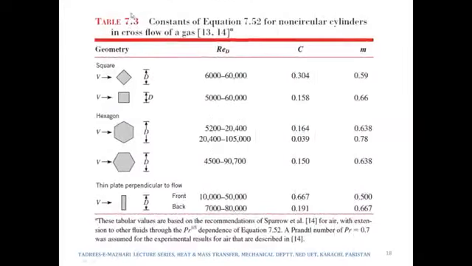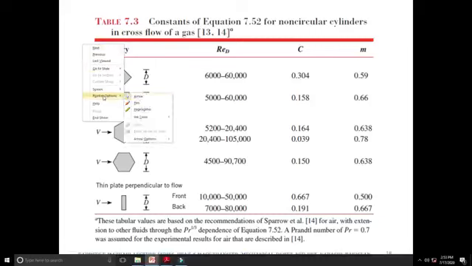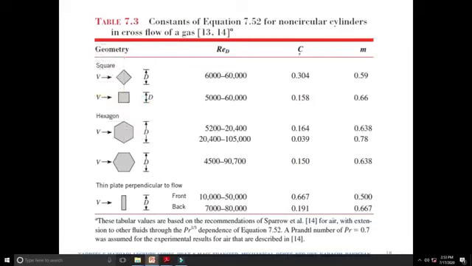In table 7-3 of our book, these are the values of C and M. First of all, let's take a look at the title. It says constants of equation 7-52, meaning the previous one that we were looking at on the last page, for non-circular cylinders, right? It may be a duct of a rectangular cross section or hexagonal cross section or a square cross section, in the cross flow of a gas. So it may be this geometry or a hexagonal geometry, right?